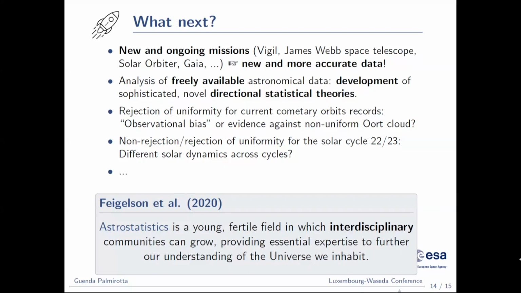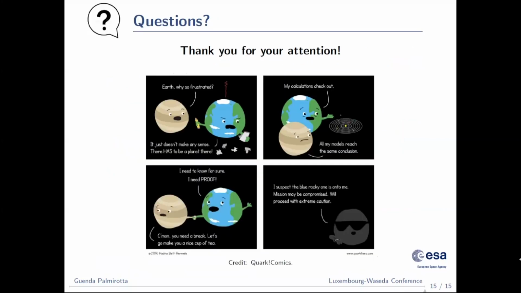I want to close this presentation with a sentence from the paper of Figelsson, who really introduced this word astrostatistic. Let me read it: astrostatistic is the young, fertile field in which interdisciplinary communities can grow, providing essential expertise to further our understanding of the universe we inhabit. I think it is an important message. So let us use more statistical tools, or create statistical tools, to better understand our universe. Thank you for your attention.